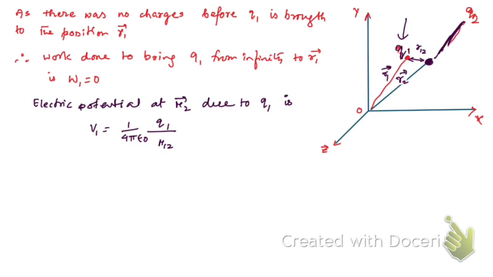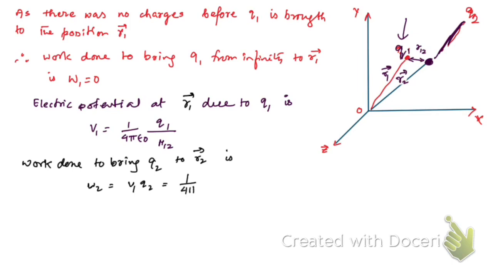So now the work done to bring Q2 to the position R2 is W2 is equal to, that's going to be V1 into Q2, so that's going to be equal to 1 by 4 pi epsilon naught Q1 Q2 divided by R12, right? R12.